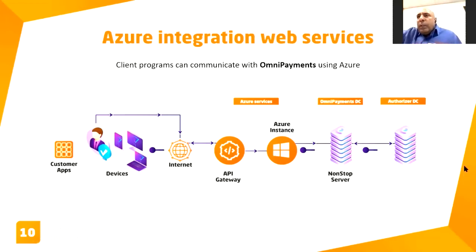So one of the things that we have provided and done is we provide the Azure integration web services. So customers can include the OmniPayments APIs inside their Azure infrastructure, and that in turn will then invoke the entire infrastructure on the legacy systems. So it can either go through the OmniPayments cloud, or it can go through an on-premise implementation as well. Next.